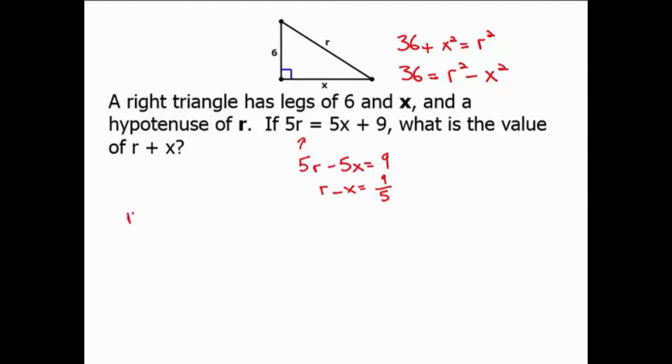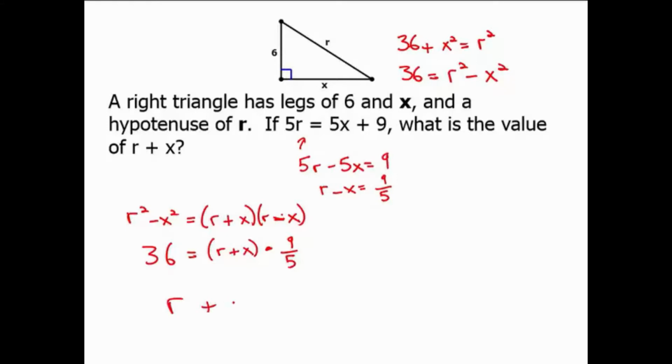Well, notice that r squared minus x squared, this is a difference of two squares, which can be factored into r plus x times r minus x. Well, r squared minus x squared, that's 36, equals r plus x times 9/5. So multiply each side by the reciprocal, 5/9. R plus x equals 36 times 5/9. Cancel the 9s, 4 times 5, r plus x equals 20. And that is the answer.